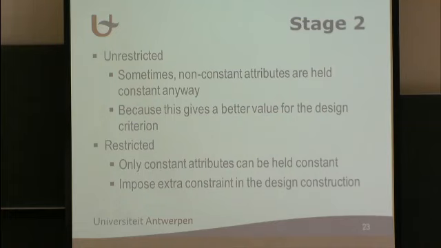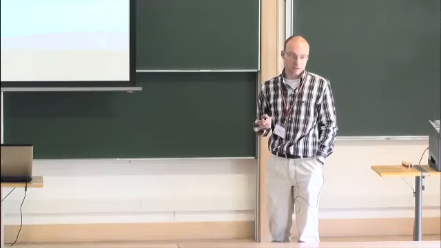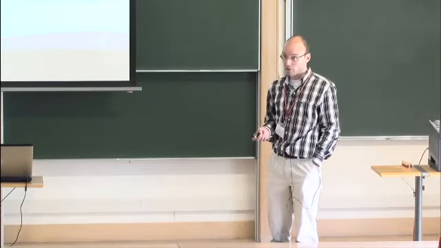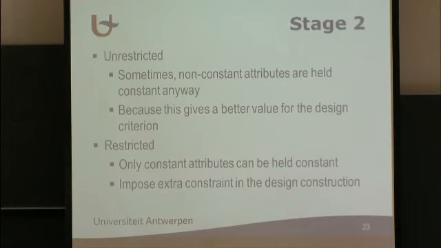So in the restricted approach, only the constant attributes are the ones that are constant. The attributes that you want to be non-constant, they should be non-constant. So that's stage 2, unrestricted versus restricted.